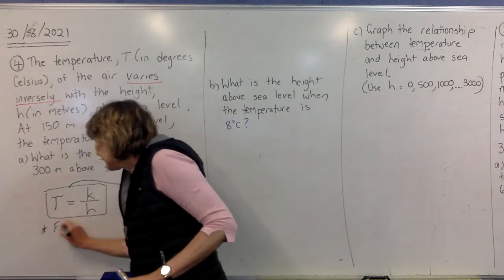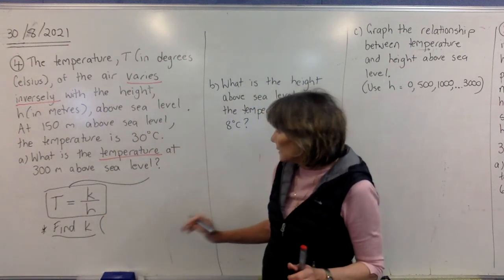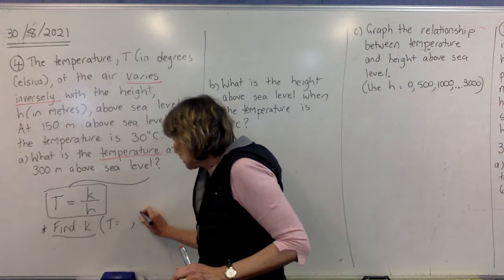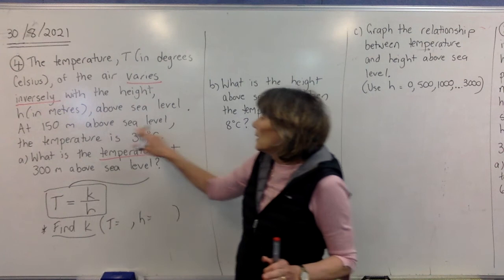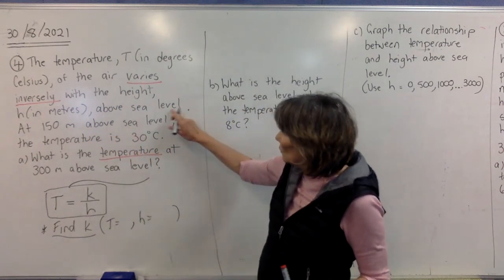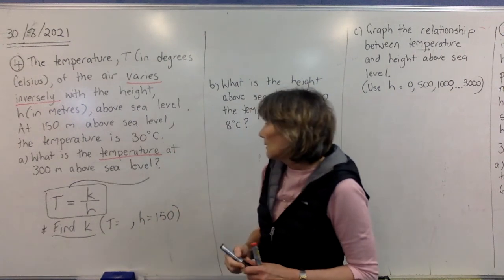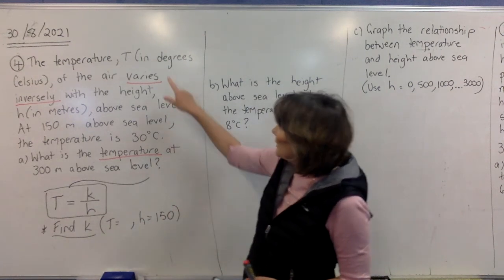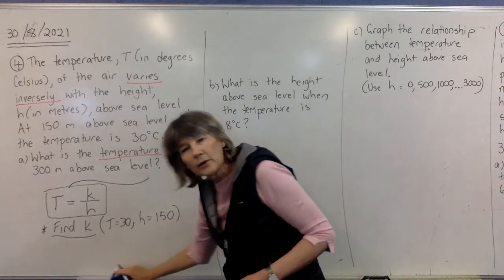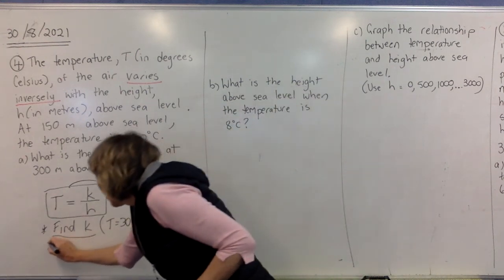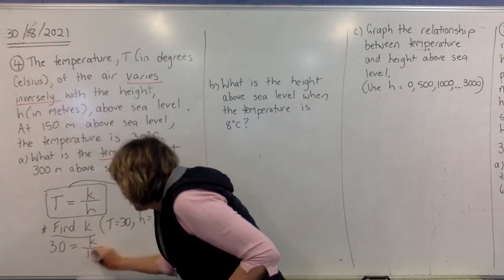So we're going to find K, and to do that we need a pair of values that go together. So we need a T and an H that go together. And that's what they're trying to tell you here. That's what the two numbers are for. So we've got 150 metres above sea level. Now that is H, so it's 150. And they told you the temperature is 30 degrees Celsius, so 30 is T. So we're going to put those numbers in, and we have 30 equals K over 150.